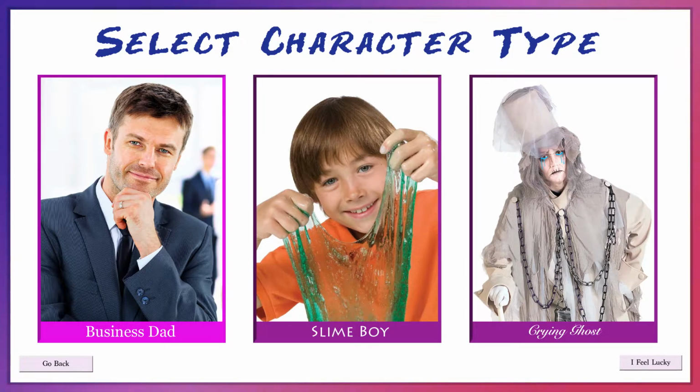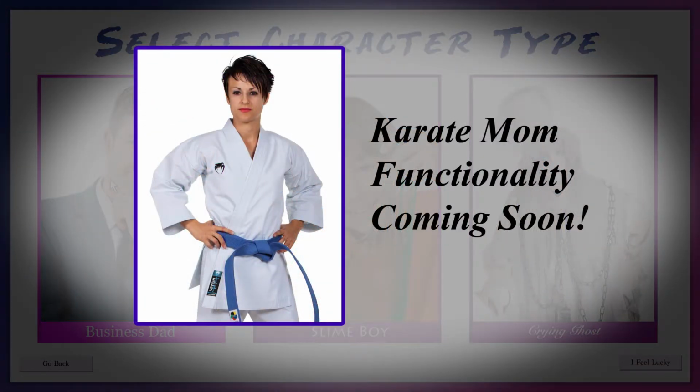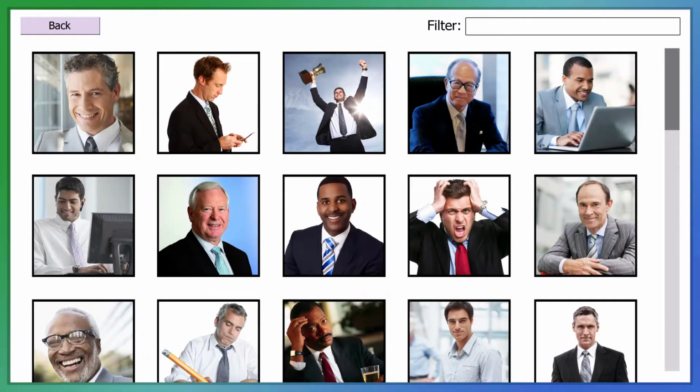By default, the character creation is set to Business Dad. There are options for Slime Boy and Crying Ghost, but today we're going to be creating just a regular Business Dad. INR has announced Karate Mom functionality for the 2018 update, and I'll be covering that in a later video. Very excited about that. So you'll want to pick the Business Dad best suited to your particular accounting needs. For this demonstration, I want a dad who isn't too stocky and maybe doesn't like to listen to rap music.